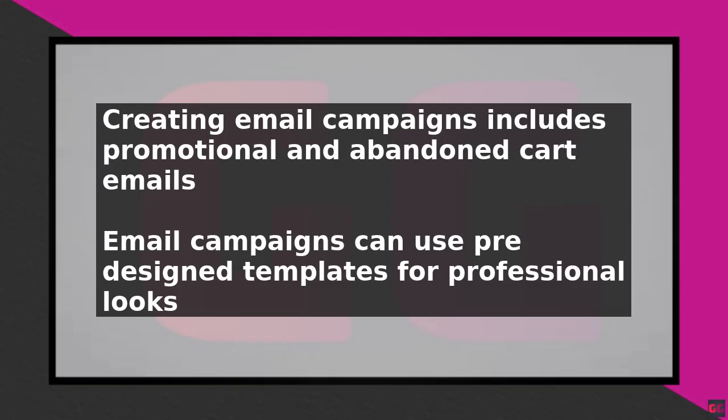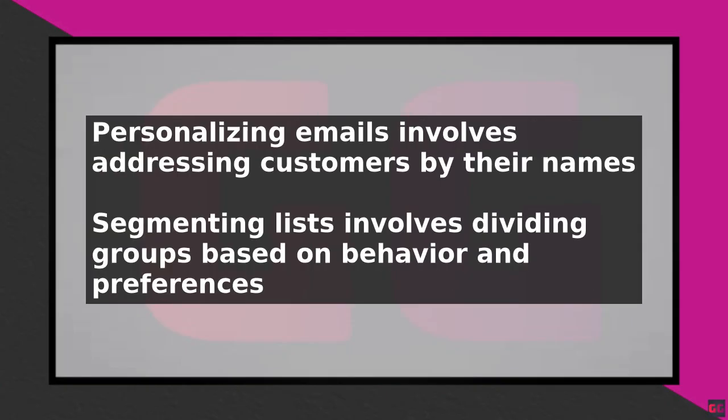Finally, let's talk about best practices for email marketing. First, make sure to send emails regularly to keep your customers engaged. Second, use attention-grabbing subject lines and compelling content to increase open rates. Third, use call-to-action buttons to encourage customers to take action. Fourth, track your email performance using analytics to see what works and what doesn't.